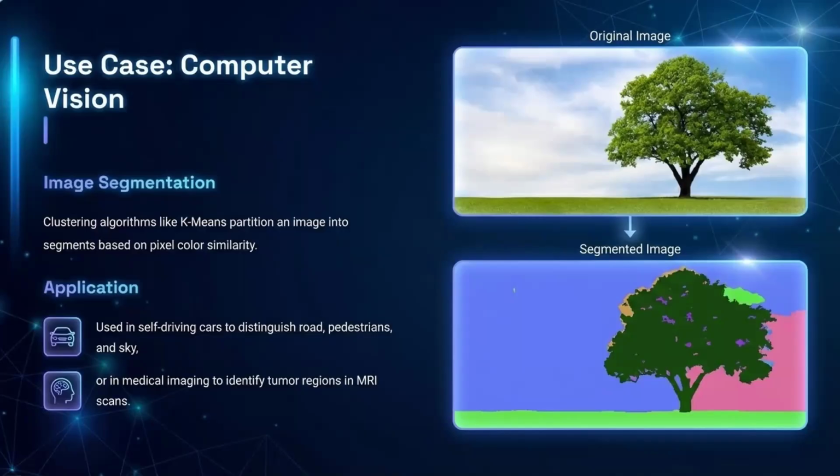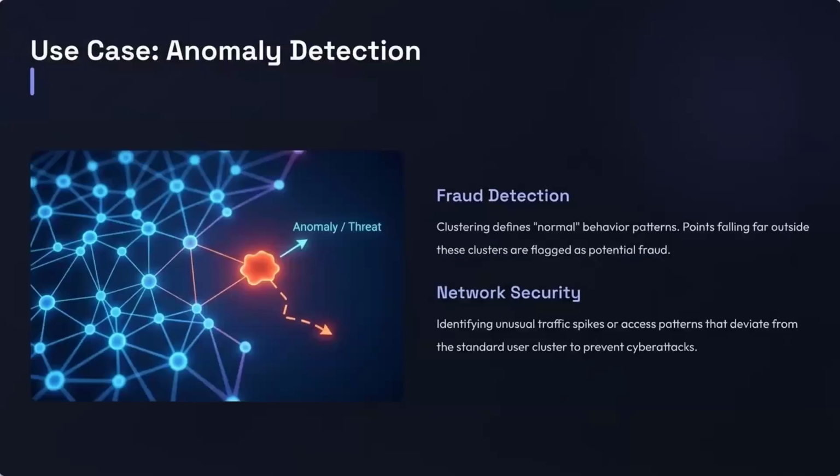Because I need to identify where the tumor is. If I am able to segregate, then only I can identify the pixels. So there, clustering is used very extensively by people. And another use case is anomaly detection.